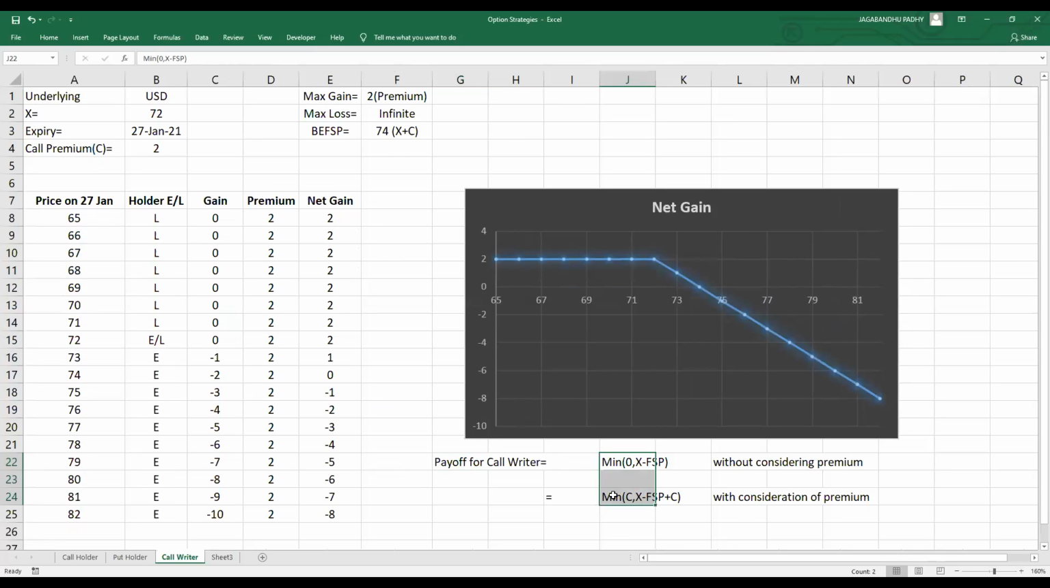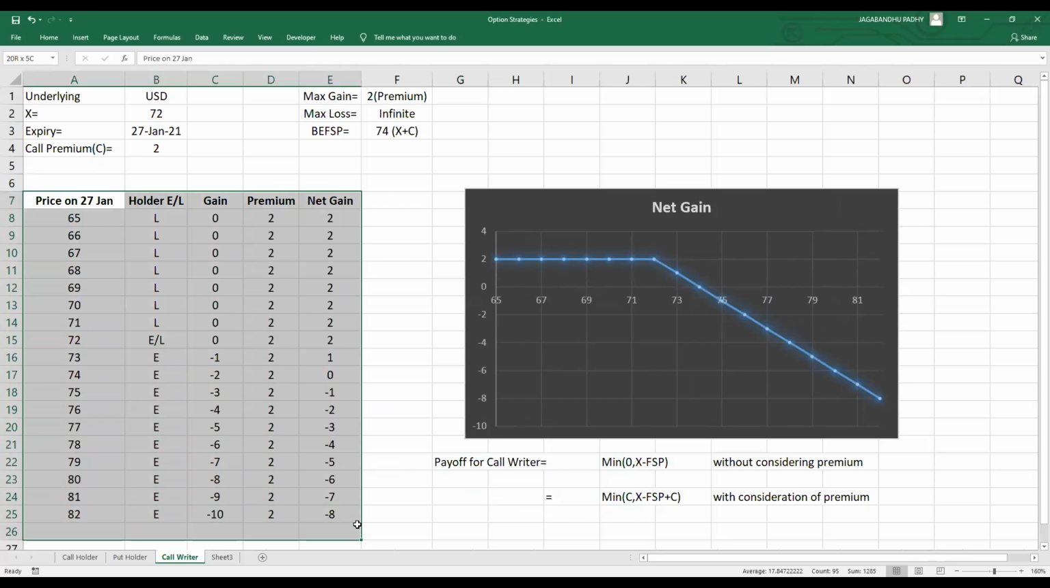You'll find this expression in many reference books. But I typically understand it by this way of the table only, because this sometimes becomes really difficult and confusing to remember.